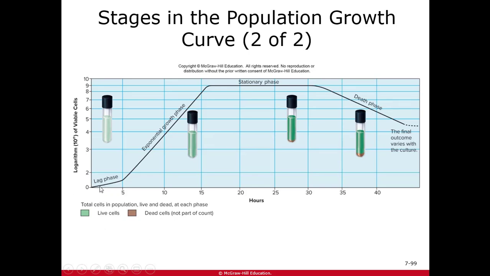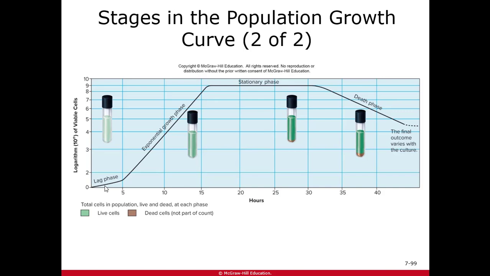They might be starting to ingest whatever food source is there. They're just starting to get ready to start to divide. So they have what's considered a lag phase. Then, once they've got everything they need, they go into what's known as the exponential growth phase. That's your logarithmic growth, that really fast doubling.